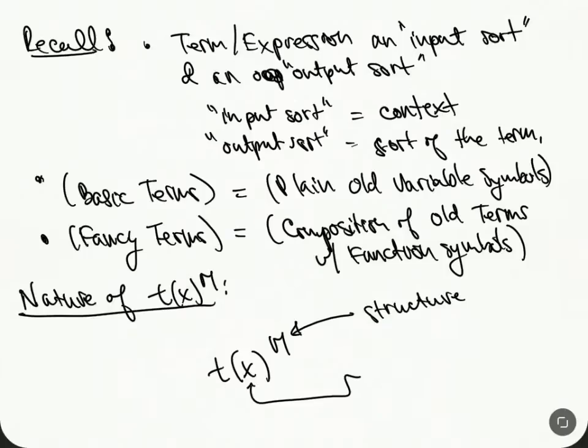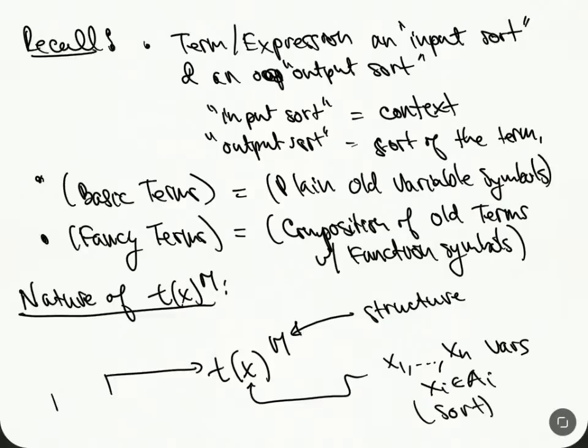Here we had variables, so x1 maybe to xn, and we had that xi was of sort ai. So this is the sort notation. This doesn't necessarily mean it's exactly an element of. And then here, this t has an output sort c. Okay, so this is all inside. Maybe I can put it in parentheses. So this is a term, okay?